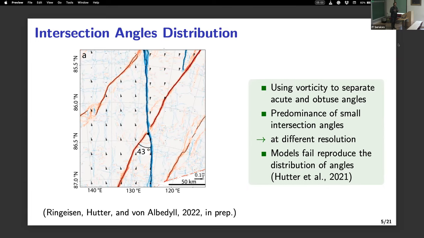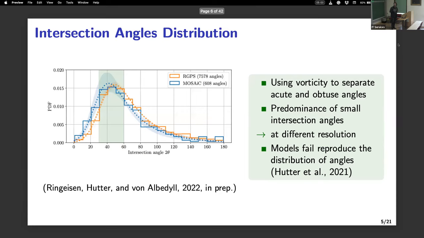So using the algorithm from Nils to extract all the LKFs in the RGPS and Sentinel-1, it's a Sentinel-1 dataset from MOSAiC, we can look at the distribution of angles. And that's the PDF of the intersection angles of LKFs in the RGPS and MOSAiC, and they agree very well. And we have a large predominance of small intersection angles. These two data sets have different resolutions.